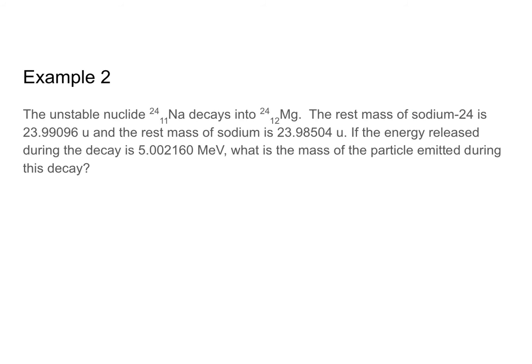So let's look at an example. The unstable nuclide sodium-24, Na 24 11, is going to decay into magnesium-24, 24 12. So sodium is going to decay. And we know that the rest mass of sodium 24 is 23 point, I'm not going to read the whole number, but you can see it there. We also know the rest mass of magnesium. Excuse me, I said sodium, but that should say magnesium, guys. That is my bad. And we know that is 23.98504 U.